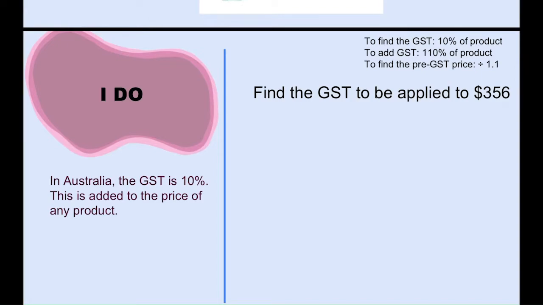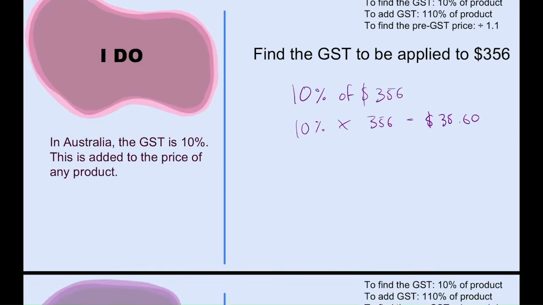We need to find the GST to be applied to a product that costs $356. So we're just finding the GST. So we're just finding 10% of 356. And remember, when we're finding 10% of something, we change the "of" to a times and we put it into our calculator. 10% of 356 is going to be $35.60. That one's pretty straightforward. Check out this next example.